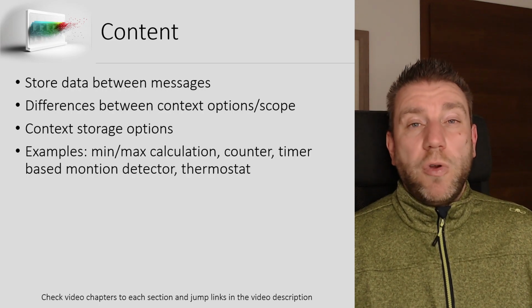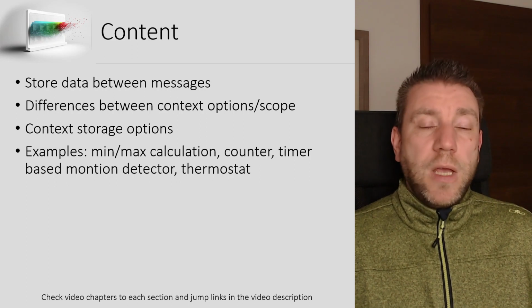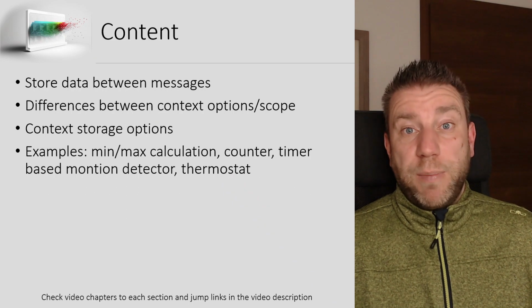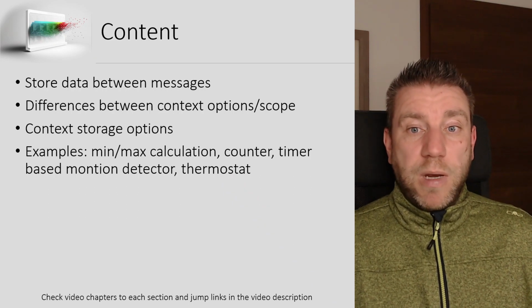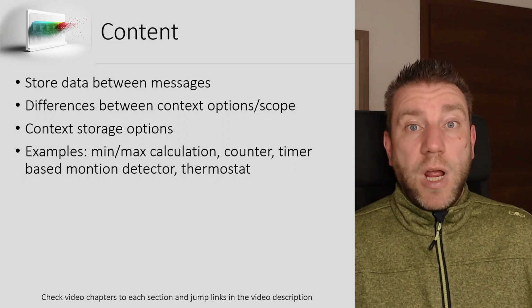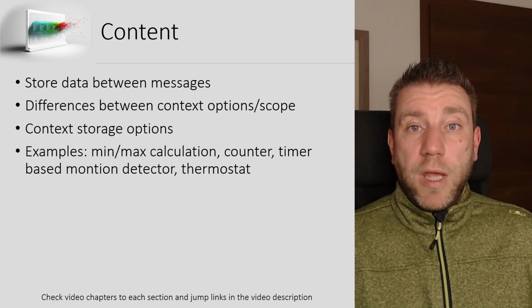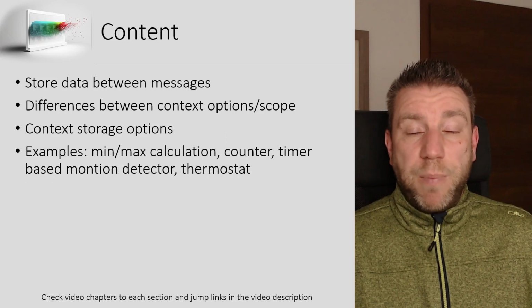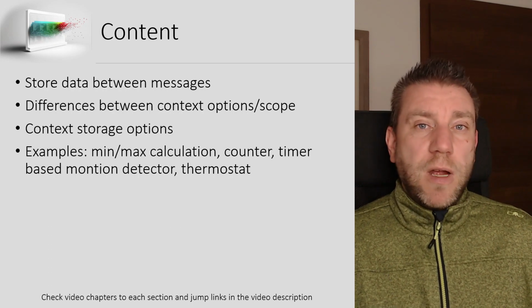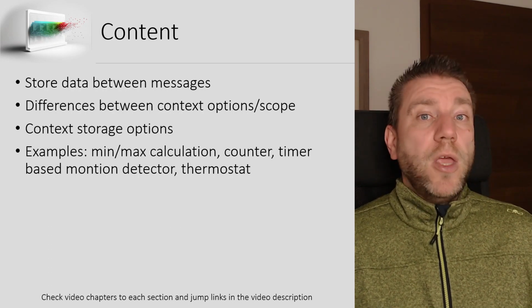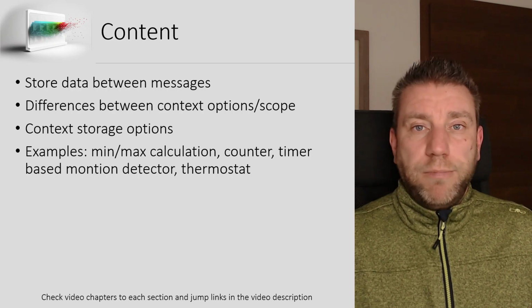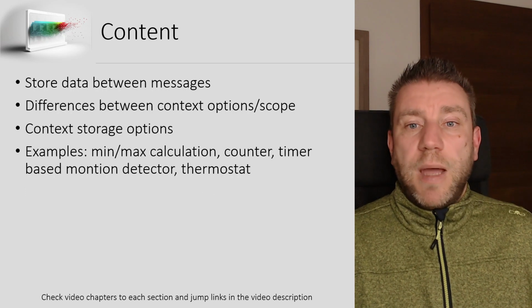And I'm going to show you quite a few different examples. Some of them are going to be very basic examples, for example how you can calculate the minimum and the maximum of the values that are coming through in messages, or count the number of messages, or how you can implement some timer-based motion detector or a simple thermostat. Some of these are basic examples that you might be able to do using a node, and some are more the home automation type of scenarios.